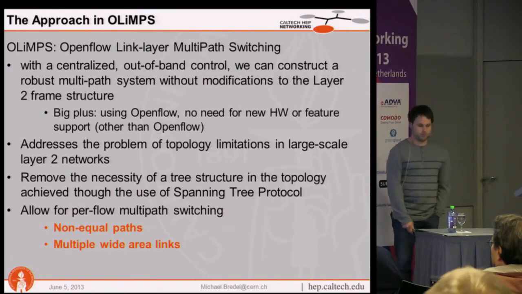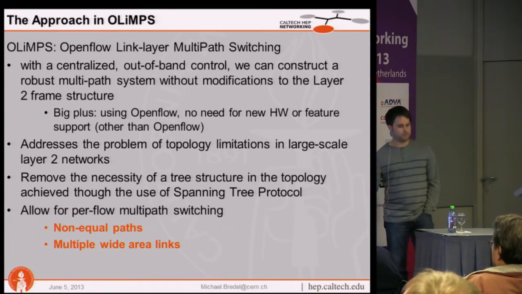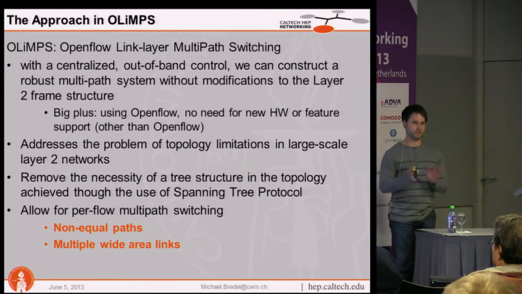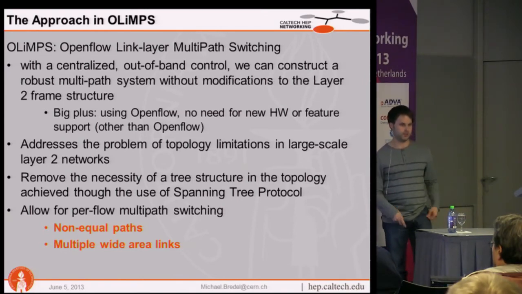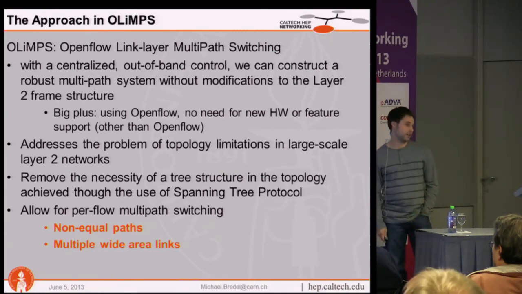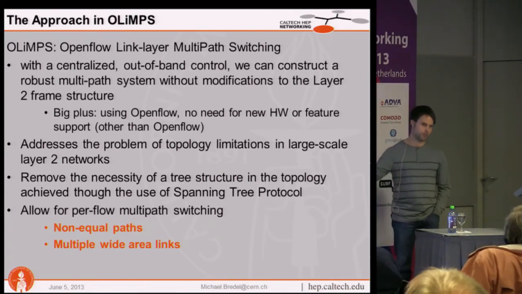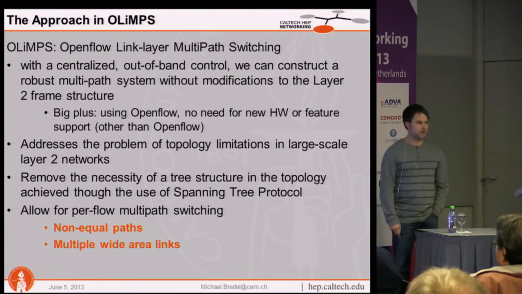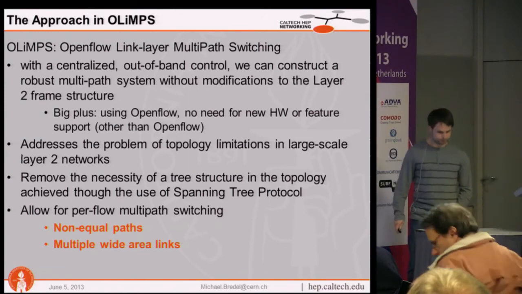And yeah, we want to allow per flow multipath switching on non-equal paths, so they don't necessarily need to have the same number of hops or the same capacity, it can be totally random. And we want to support wide area links, as we are running a network between Europe and the US. We want to have some solutions there.